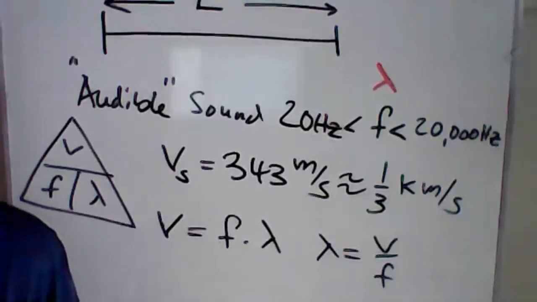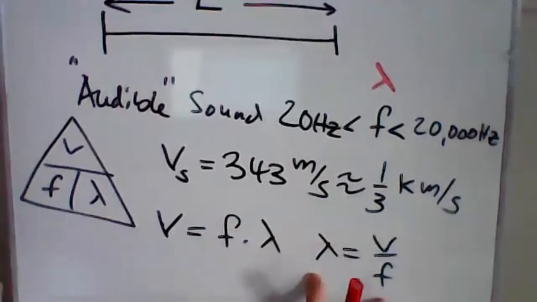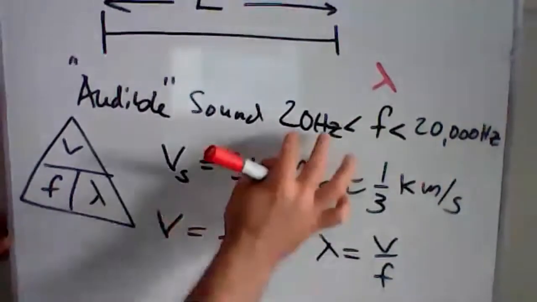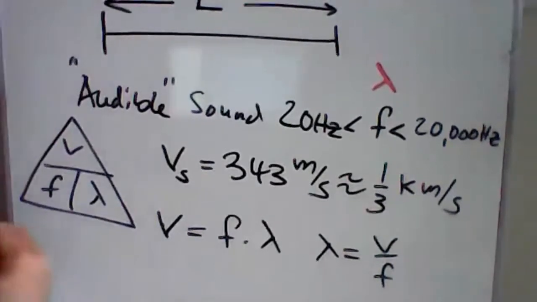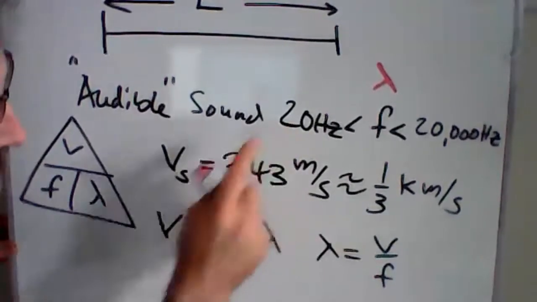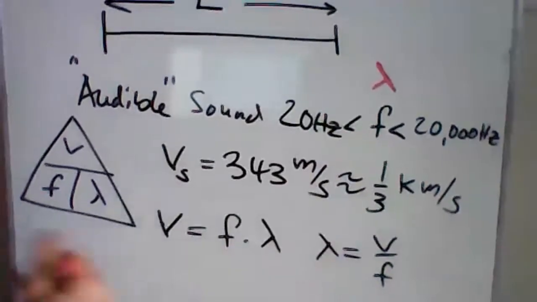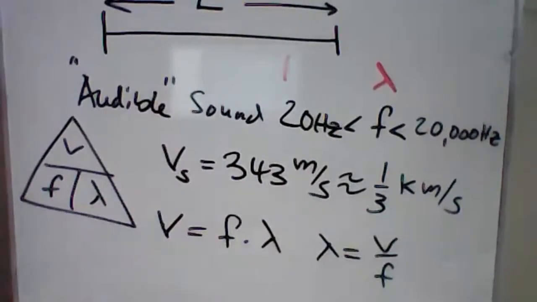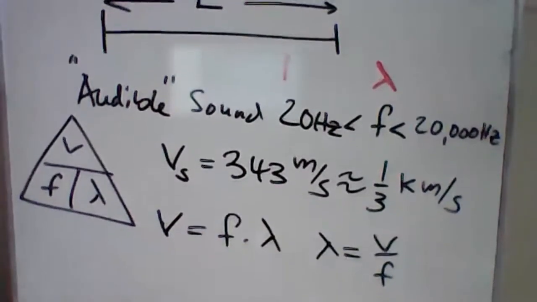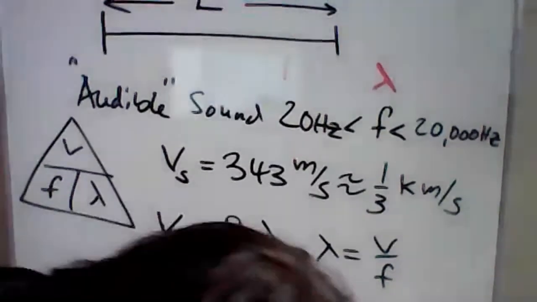Okay, so from this information, lambda equals v over f, we can get the two corresponding wavelengths. For example, for 20 hertz, 343 divided by 20 is 1.7. This is not very good, this is bad. Do we have a better red pen? That is the question.